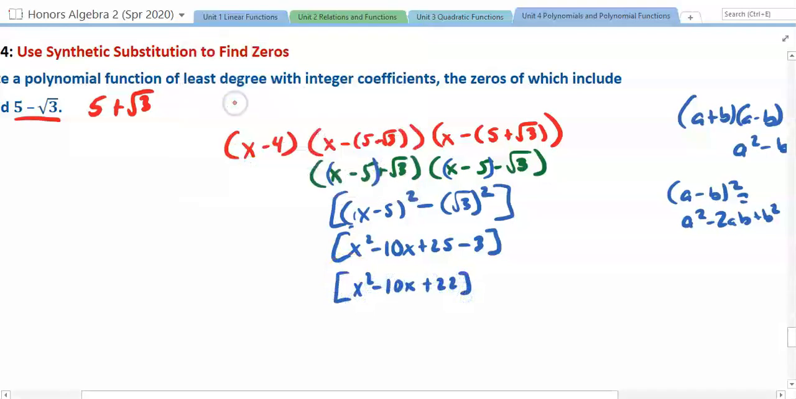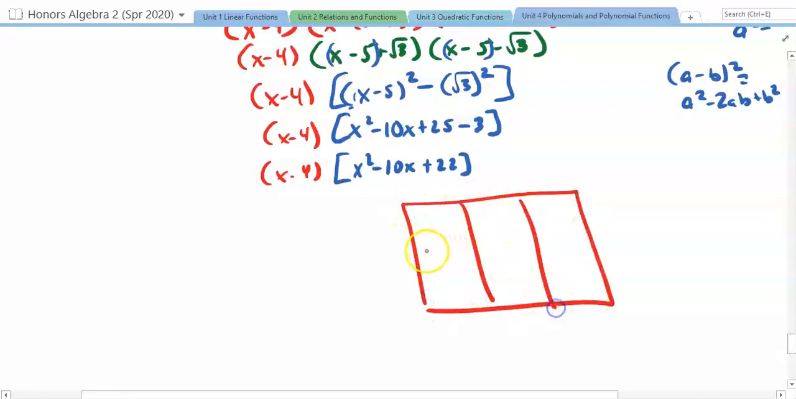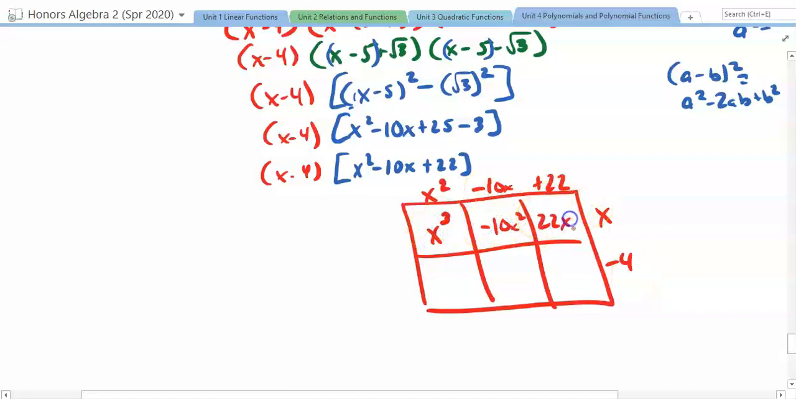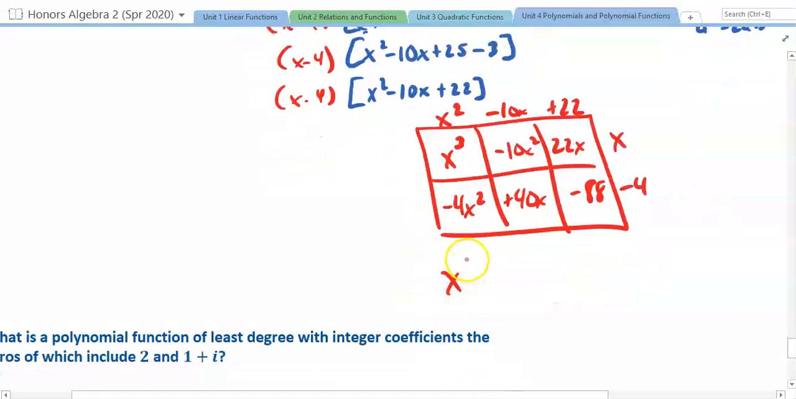Now, remember that little x minus 4 that's been hanging out front all the way? We're going to drop it down all these lines, and I'm finally going to multiply it by what I have in the blue. Our easiest method would be to break out our box. So I have x squared minus 10x plus 22 and x minus 4. I get x cubed, negative 10x squared, 22x, negative 88, positive 40x, and negative 4x squared. Combining my like terms, I get x cubed minus 14x squared plus 62x minus 88.